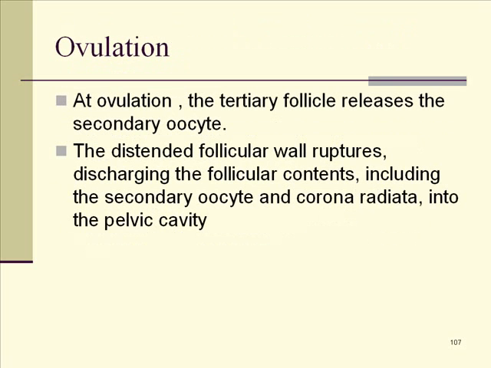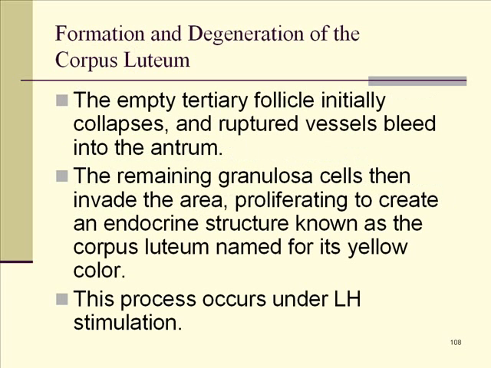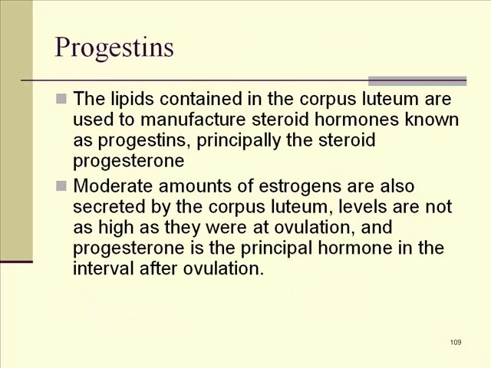At ovulation, the tertiary follicle releases the secondary oocyte, which will then continue to mature. The ruptured follicle will discharge its contents, including the secondary oocyte and a surrounding coating of cells referred to as the corona radiata, into the pelvic cavity. And then this empty follicle will disintegrate as well, along with the blood vessels. There are other proliferating cells that respond to endocrine secretions, and we see the formation and the degeneration of the corpus luteum that was involved in that developing process.